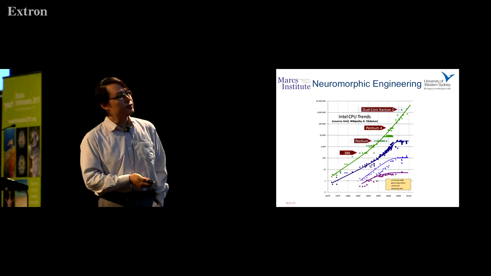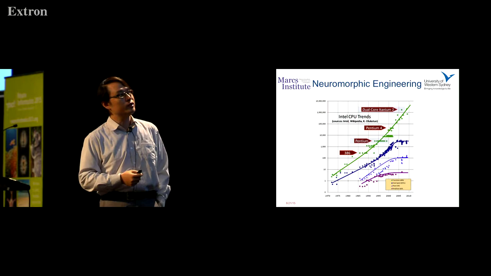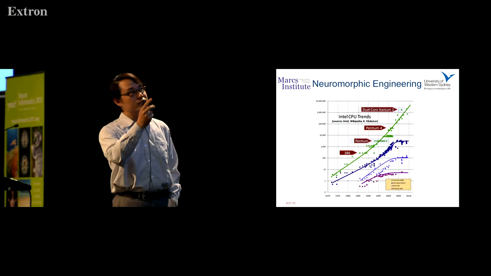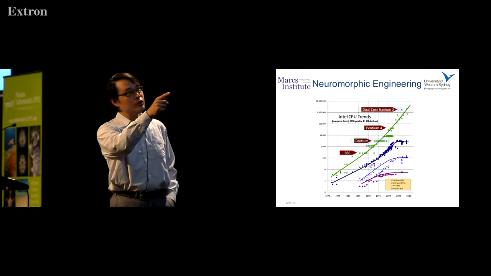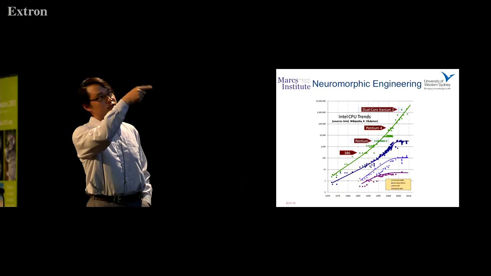OK, so this is one trend of the conventional CPU, which we can see. For the last 20 years, the transistor count of the CPU has been doubling, following Moore's law, and also the energy consumption goes up quickly, while the performance does not increase with the size of the transistors.